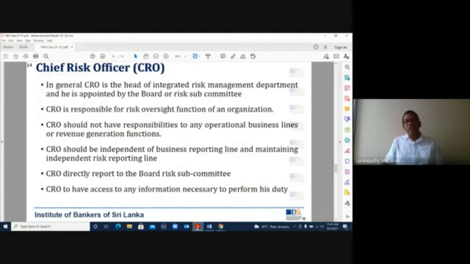The CRO should have access to the information necessary to perform his duty. So all the information should be provided by the branch level to the CRO, the Chief Risk Officer. It means the risk department.